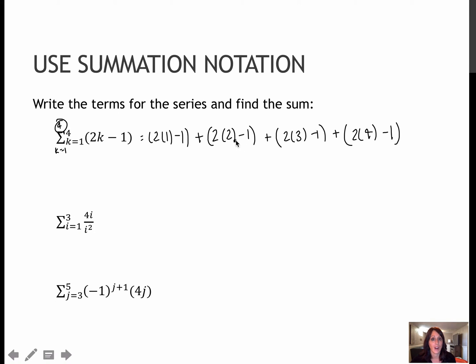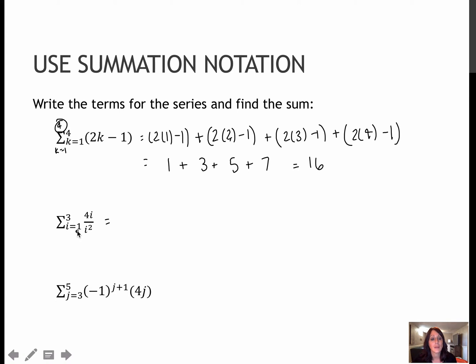Then I'm going to add all of these values together. So 2 times 1 is 2, minus 1 is 1, that's 4 minus 1, that's 6 minus 1, that's 8 minus 1. I'm going to add all those together to get 16. That's all it's telling me to do, is to start at 1 and go up to 4 and stop, and then add those together.